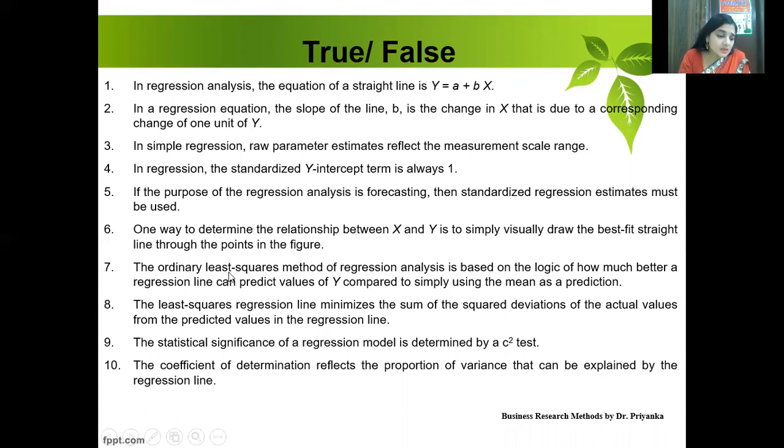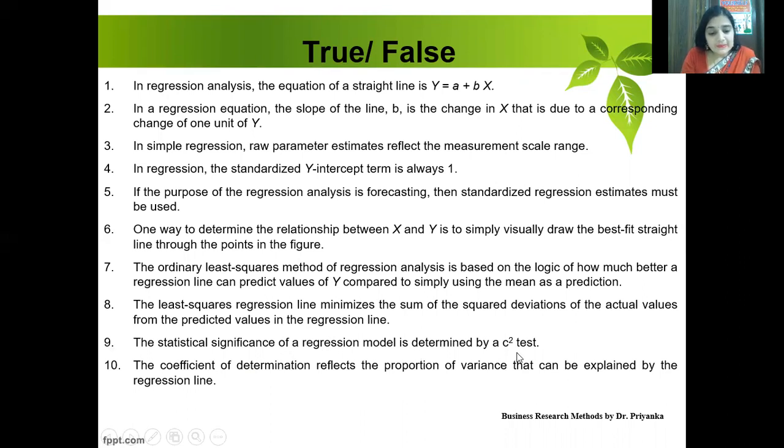Seventh: the ordinary least squares method of regression analysis is based on the logic of how much better a regression line can predict values of y compared to simply using the mean as a prediction. Is it? Yes, this is true. Eighth: the least squares regression line minimizes the sum of squared deviations of the actual values from the predicted values in the regression line. Yes, true.